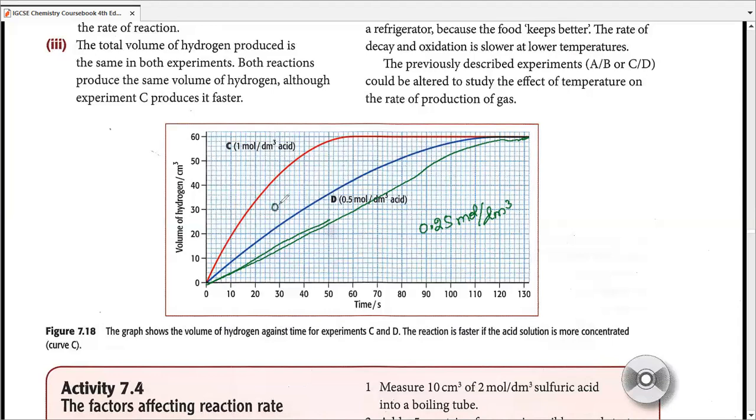Now, if we talk about 0.75 mole per decimeter cube, then this is something right in between these blue and red lines. Of course, this is going to be something over here. And if they come up with something like 2 mole per decimeter cube, definitely it's going to be even steeper than this red line is.